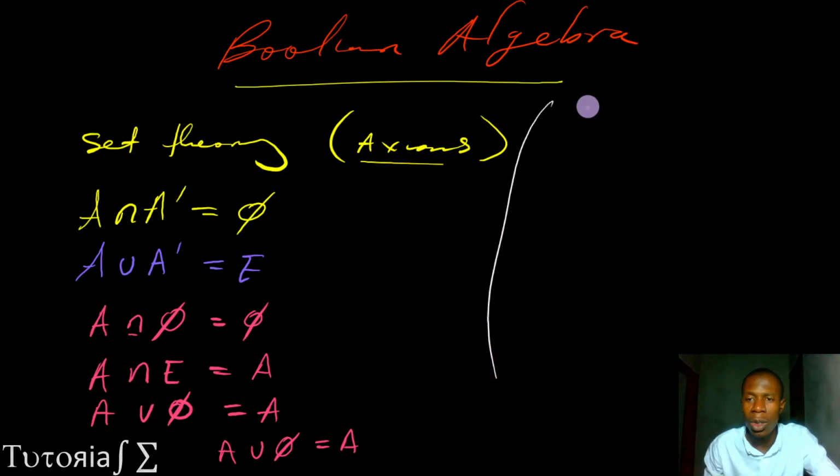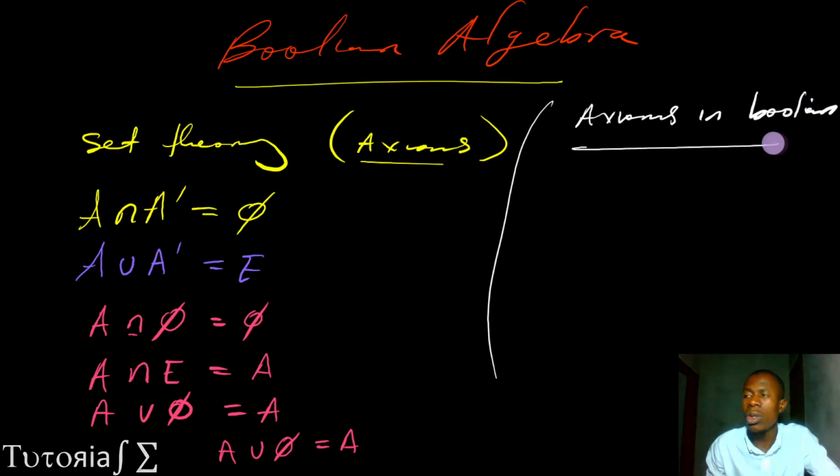Okay, so these are some basic axioms in set theory, and these can be applied to understand axioms in Boolean algebra. So I'm going to say axioms in Boolean algebra.